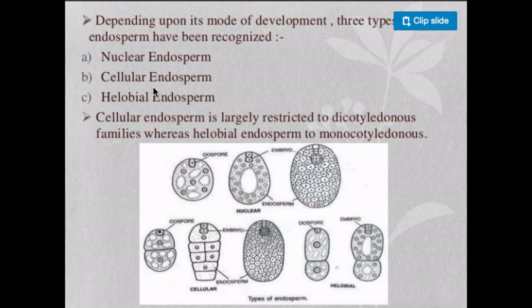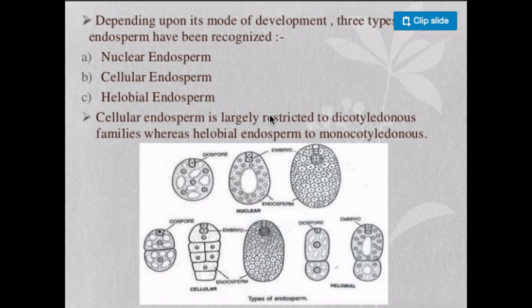What is the cellular endosperm? The cellular endosperm is very much found in dicots. What are dicots? Dicots have two cotyledons. Cellular endosperms are mainly found in dicots, whereas helobial endosperms are found in monocots.